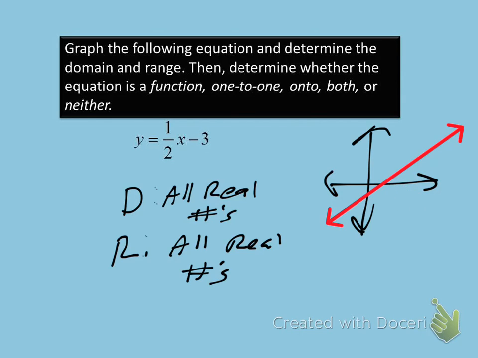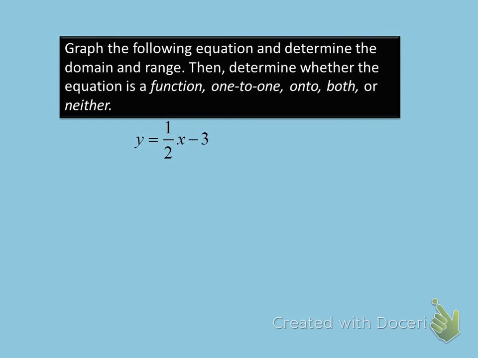Okay? I'll show you one that doesn't. Instead of y equals 1/2 x minus 3, we'll make it y equals x squared plus 2. Now, you guys don't know how to graph that yet, so I'm just going to do it for you.